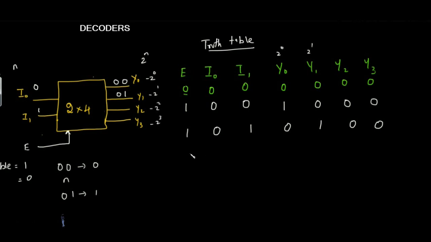The next one is keeping the enable high with the 1 0 combination. The 1 0 combination in binary stands for 2.